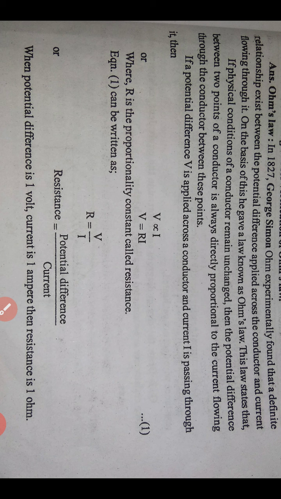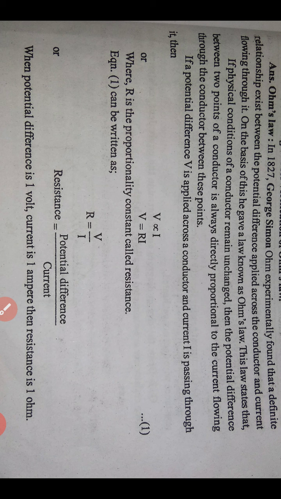This R is also known as resistance, but for this law, the resistance is constant because all the physical conditions such as pressure, temperature, volume, and area of the conductor remain constant. That's why in this case the resistance is constant, and we keep the resistance constant by using a rheostat. A rheostat is a device which maintains the amount of resistance. So if the resistance remains constant, then voltage is directly proportional to current.